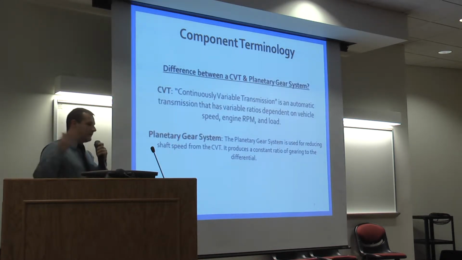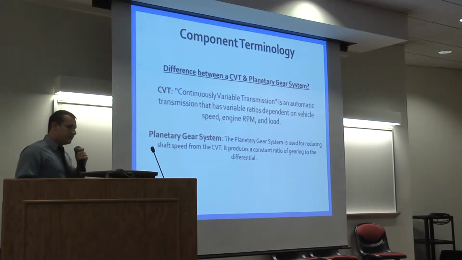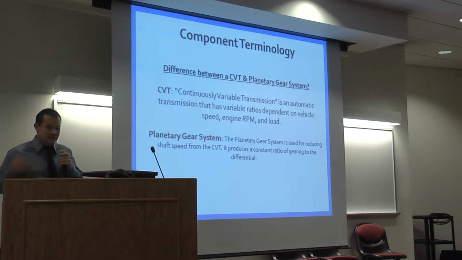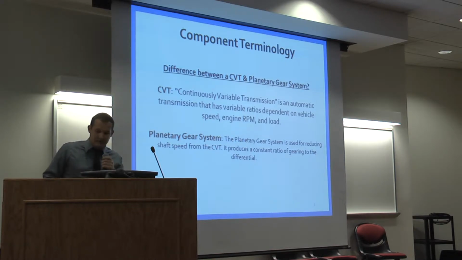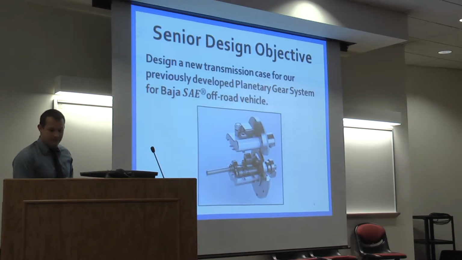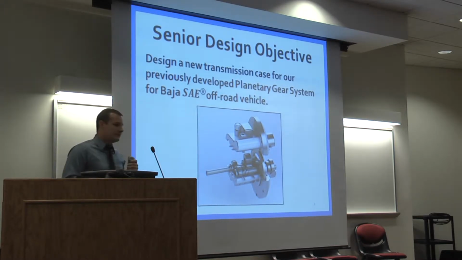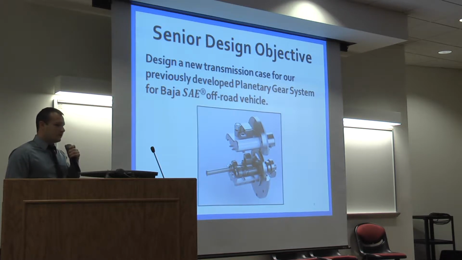Also, what is the difference between a CVT and a planetary gear system? A CVT, or a continuously variable transmission, is an automatic transmission that has variable ratios dependent on the vehicle's speed, engine RPM, and load. The planetary gear system is used for reducing these shaft speeds from the CVT, and it produces a constant ratio of gearing to the differential. And once again, my senior design objective is to design a new transmission casing for our previously developed planetary gear system for our Baja SAE off-road vehicle.